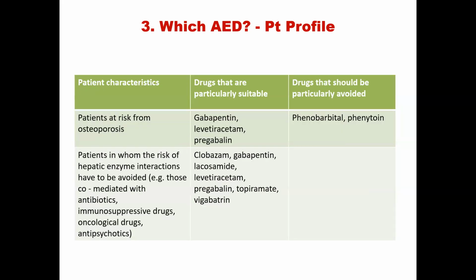So if a patient is elderly, having osteoporosis and recurrent pathological fracture, in that setting you better avoid phenobarbital and phenytoin because indirectly they will cause osteoporosis. You can use gabapentin, pregabalin, or levetiracetam. If the patient is having enzyme interactions like CYP-mediated mechanism, in that setting you better use clobazam, lacosamide, levetiracetam, because valproate, phenytoin, and phenobarbital will interact with the metabolism of the drug. So better you avoid that kind of drugs.